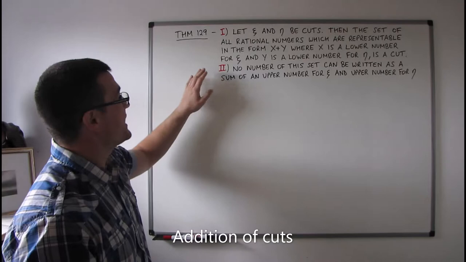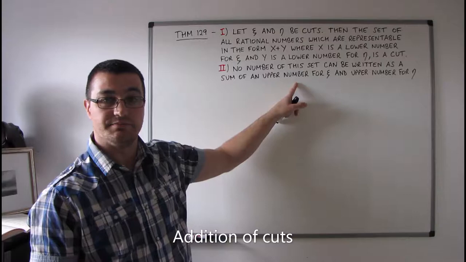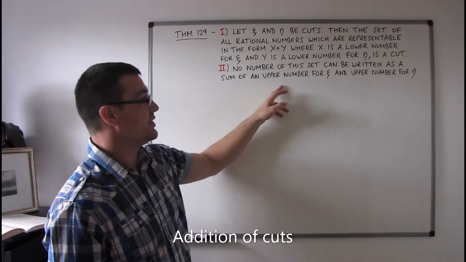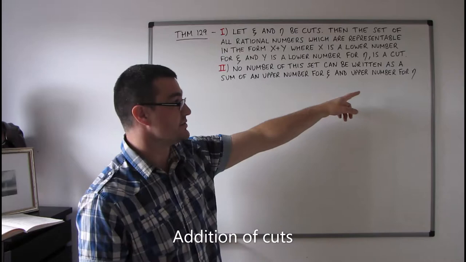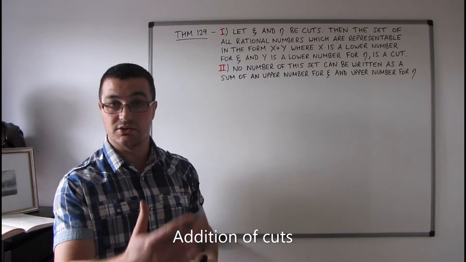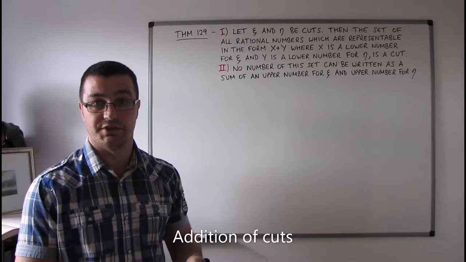No number of this set can be written as a sum of an upper number for psi and an upper number for eta. Now, this doesn't mean that upper numbers can't come into it at all. We could choose, for example, an upper number for psi and a lower number for eta, and that may be in our set, or vice versa. We could choose an upper number for eta and a lower number for psi. It's not forced to be, but this doesn't exclude that possibility. This just excludes the possibility that if we choose an upper number from psi and an upper number from eta, the sum of those two upper numbers is going to be in our set.